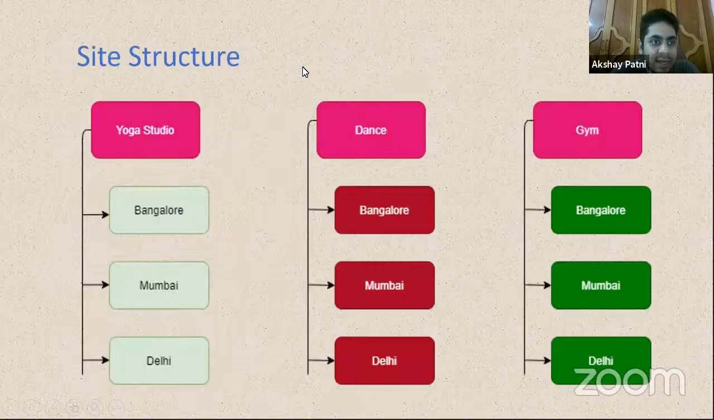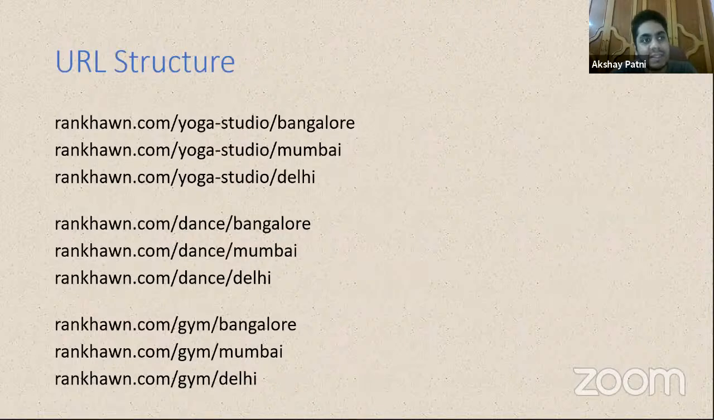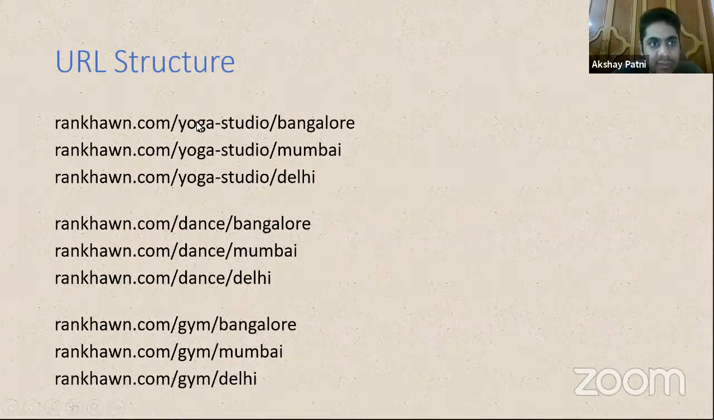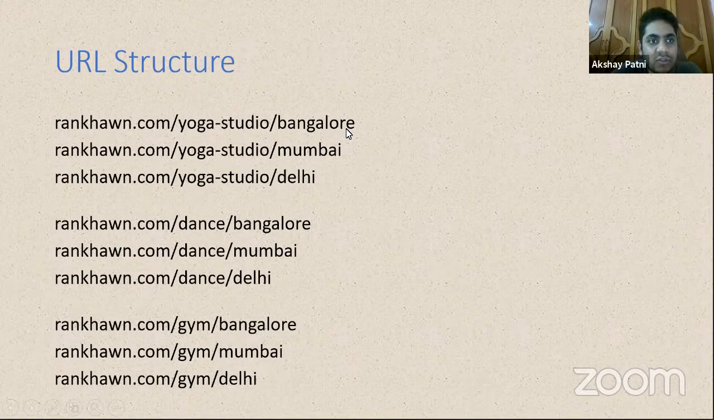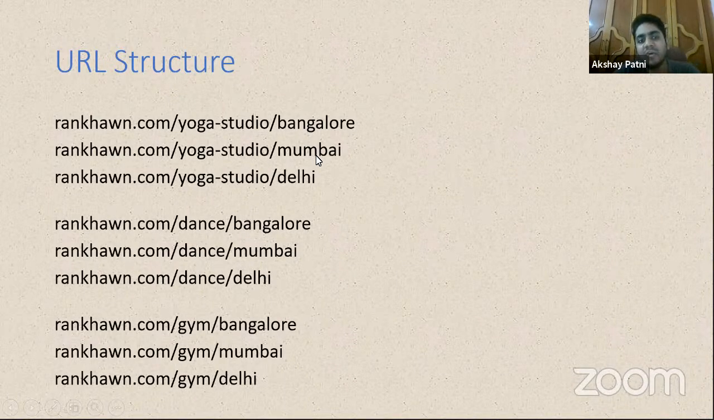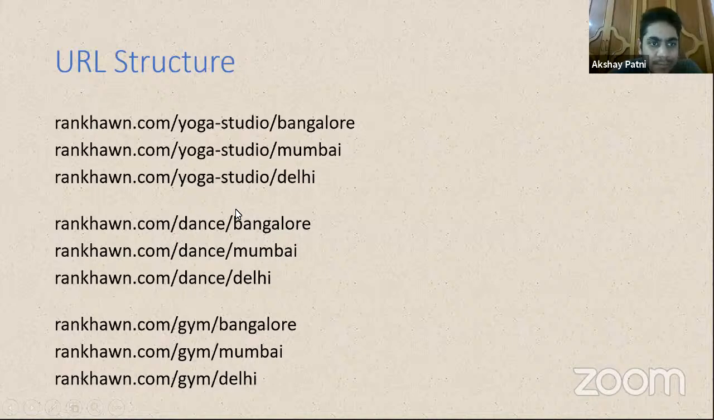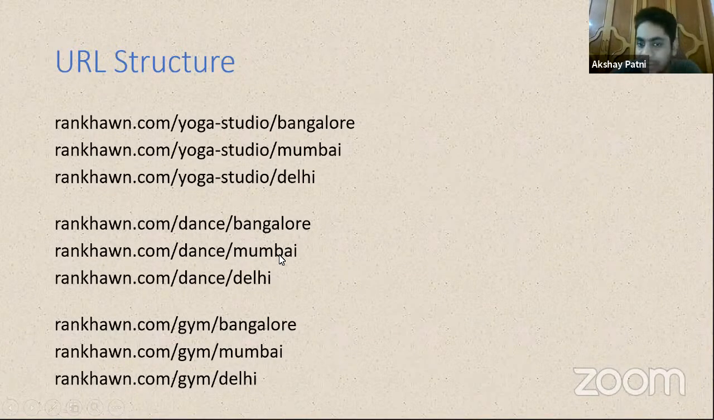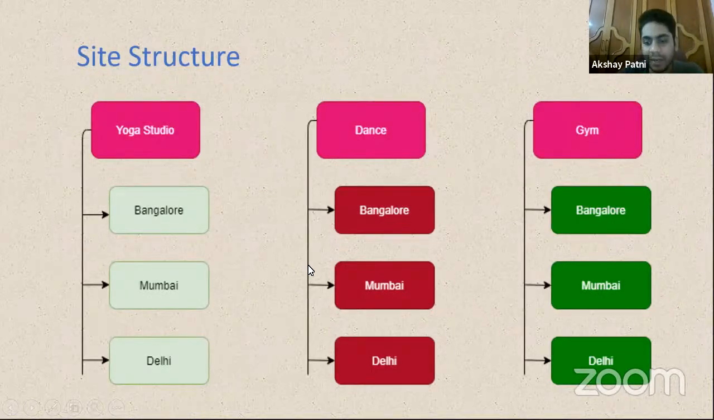Just connecting this with the slide: let's say yogastudio.rankon.com/, it is just a dummy example I have created. Rankon.com is my startup name, a digital marketing company. So yoga studio/bangalore. From this URL you can clearly understand that this page is all about yoga studio in Bangalore or yoga studio in Mumbai, right? Similarly dance classes in Bangalore or dance in Mumbai. So this is the URL structure which I created for the website, right?